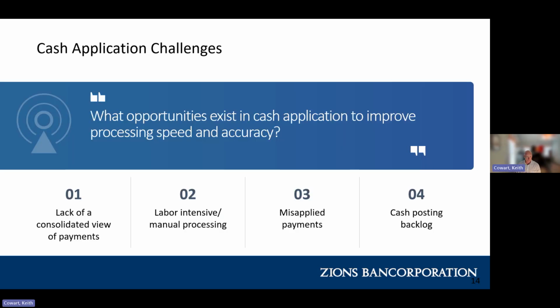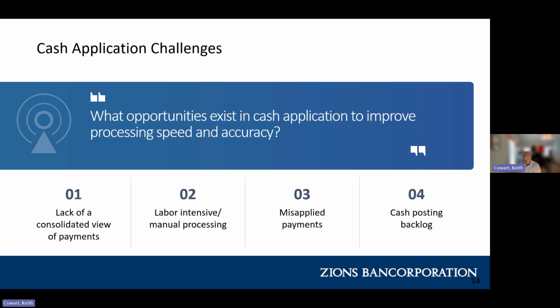On the cash application side of things, there are certainly a number of challenges that we hear from a lot of clients, and that's the lack of a consolidated view of all of their payments. More than likely, you're getting payments from checks through a lockbox, credit card payments, ACH, wire payments, and so on. But there are different ways that you find information on those payments, so there's really not a consolidated view of everything together. It's very labor intensive with manual processing, so generally there are a lot of people on that team applying all of these payments. And then you face misapplied payments.